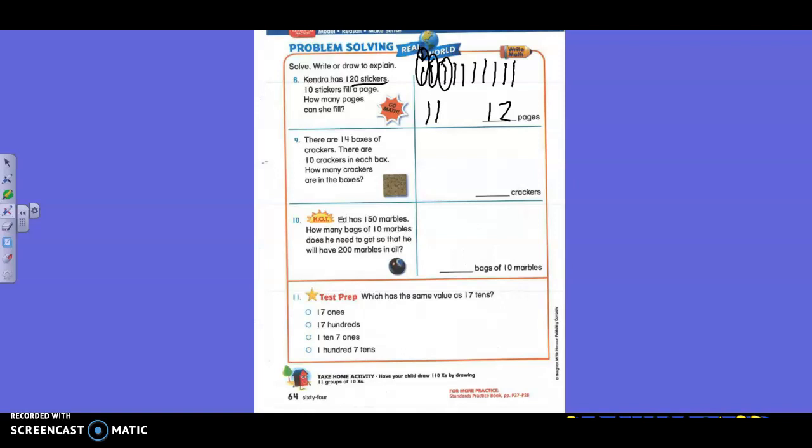There are 14 boxes of crackers. There are 10 crackers in each box. How many crackers are in the boxes? Okay, this is different. This is not the same as number 8. We are going to solve it a little different. We are still going to draw the 14 10s. So draw 10 10s on top.